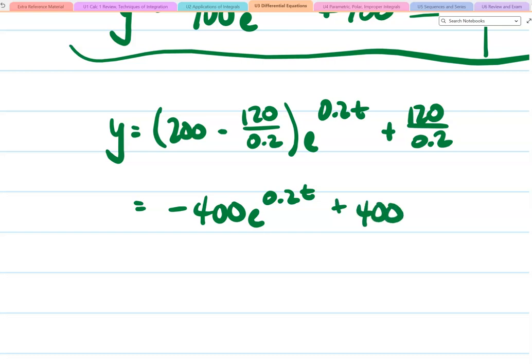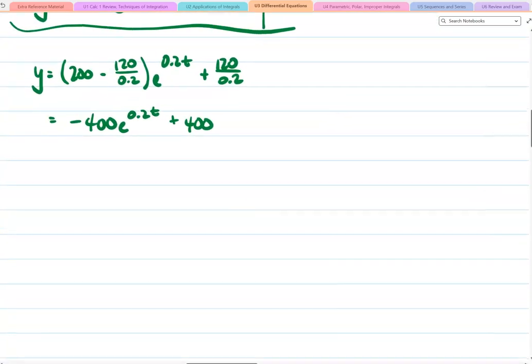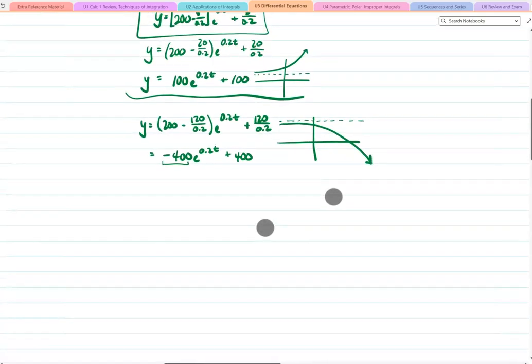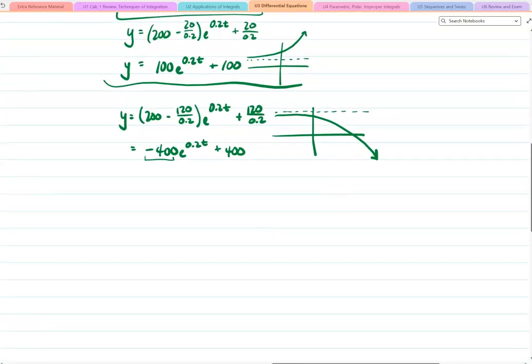is positive 400. So in this case, the shape of the graph would look something like this. We have a horizontal asymptote at 400, and because we have a negative 400 multiplying by an exponential growth function, this will be an exponential growth function, but one that's on the decline. So we'll see our population do something like this. So the two shapes are radically different.